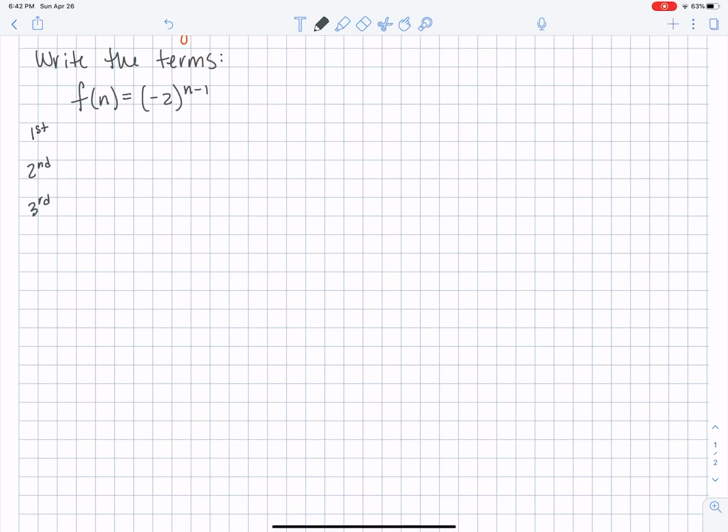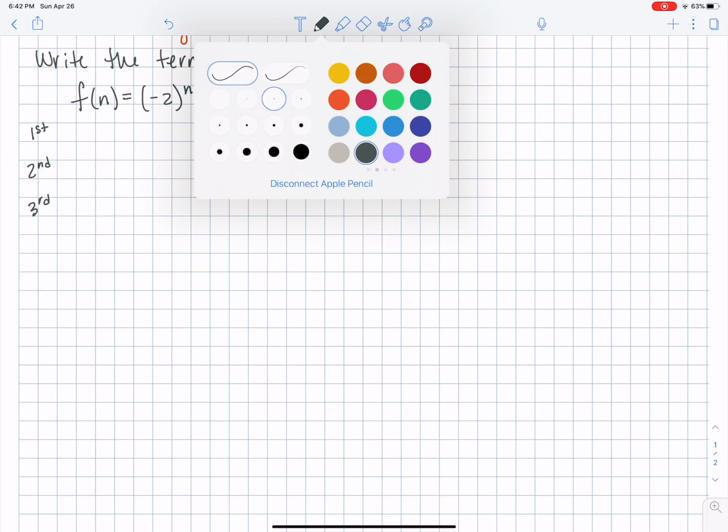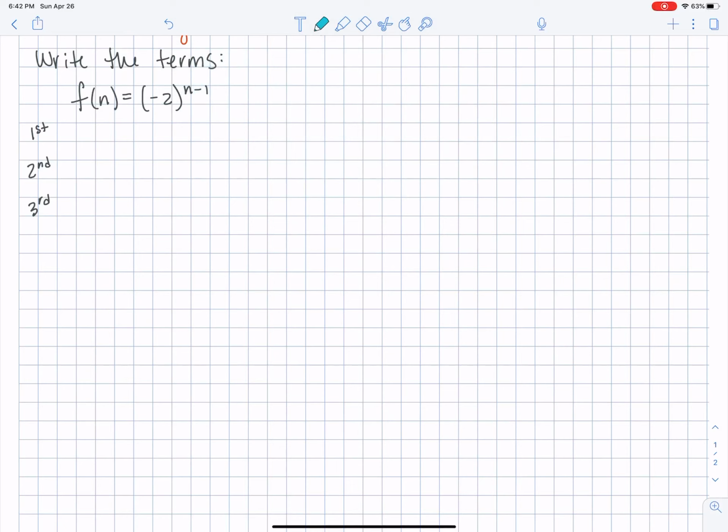So let's go ahead and do this. All you need to do to find your first term is input 1. So f of 1 is negative 2 to the power of 1 minus 1. Now we know that that is negative 2 to the 0 power. Anything to the 0 power is 1. Then same thing for our second term. You, of course, input 2.